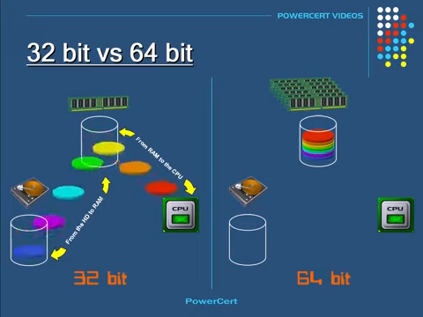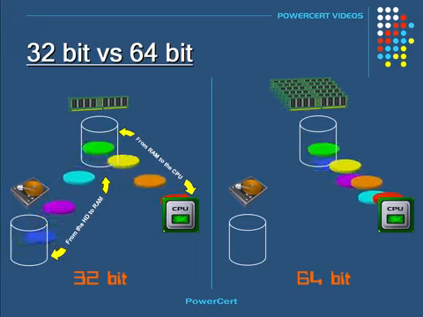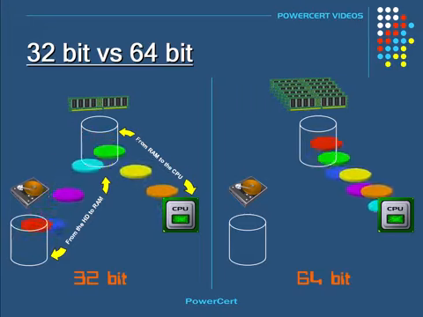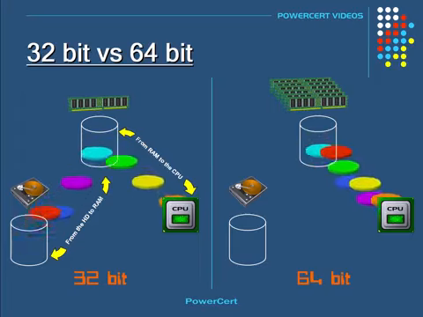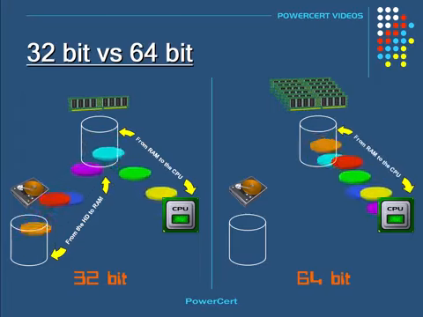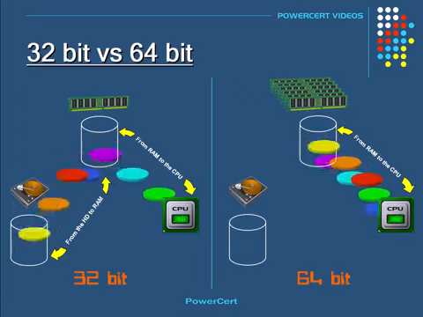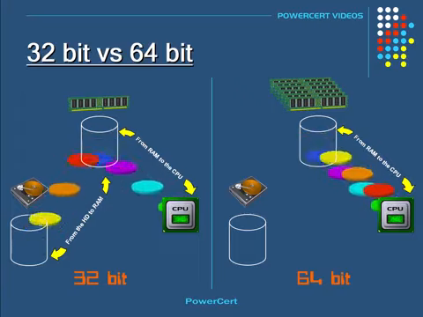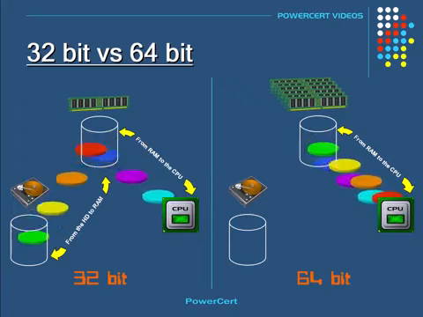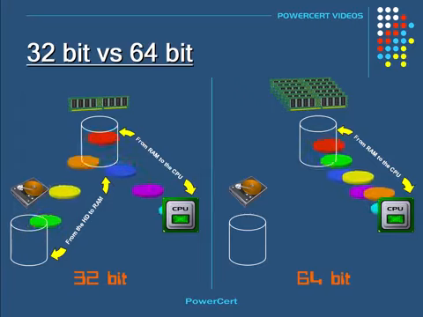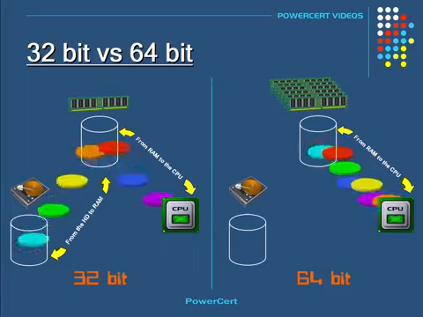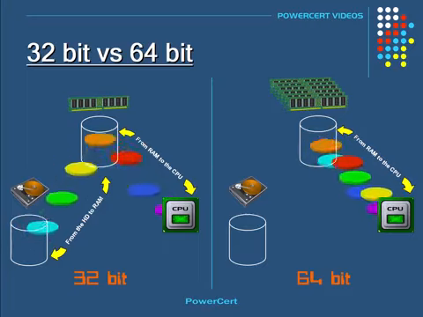But a 64-bit system is able to store a lot more memory than 4 gigabytes, which means that more data can be stored in the faster RAM than on a slower hard drive. And because it can store more data in RAM, the computer is able to run a lot faster. So in a nutshell, this is why a 64-bit system is faster than a 32-bit system.